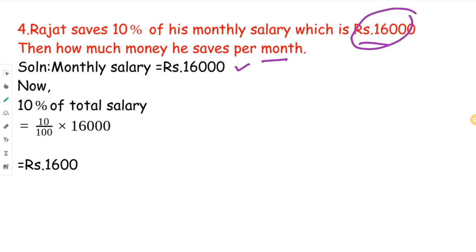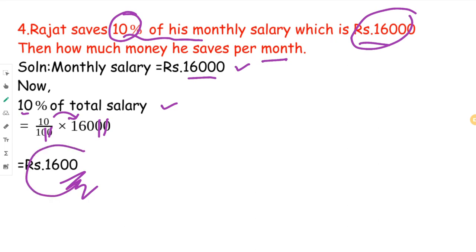Now the question told us how much he saves of his monthly salary: 10% of his monthly salary. So let's find out how much it comes out to. 10% of the total salary. 10% simply means 10 by 100, of the total salary. Total salary is how much? 16,000, right? So I can divide 1 to 1 to. I'll be having 10 into 160. So when I multiply, we're going to get rupees 1,600, which means he saves in a month rupees 1,600.